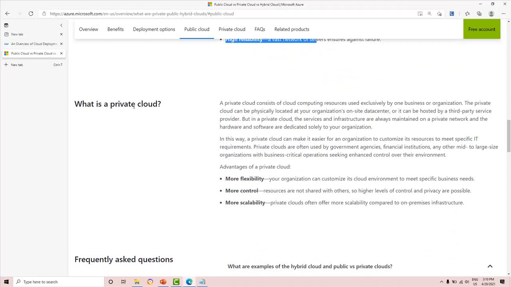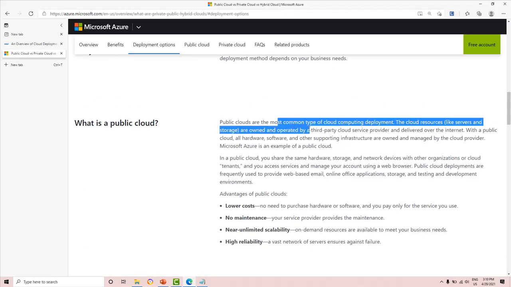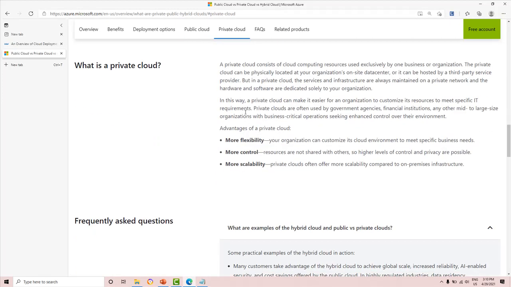The second one is called private cloud. So a private cloud consists of cloud computing resources used exclusively. These resources belong to one organization or one business entity. This is very important. So in public cloud, the infrastructure is shared among multiple tenants, whereas here the resources belong to the cloud service provider. Whereas in the private cloud computing, resources exclusively belong to one organization or business unit.